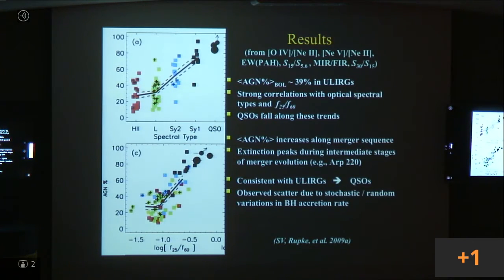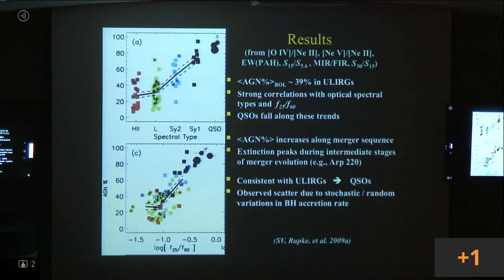But they're scattered, so one really needs a large sample. I mean, for us, a large sample meant 100 galaxies. Because they're scattered, there's definitely stochastic random variation in the black hole accretion rate, but there is a trend as the merger takes place, and we can only see that with a number of 120 galaxies or so. Unfortunately, there's not that many local ULIRGs, period. We're limited by the numbers.